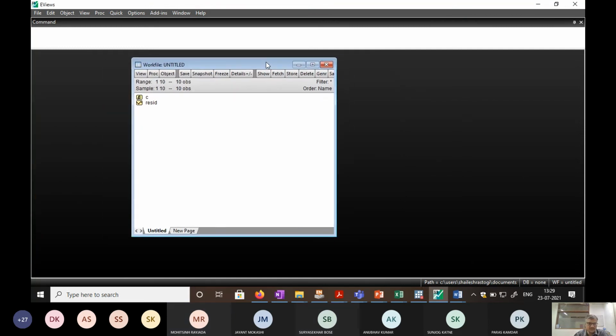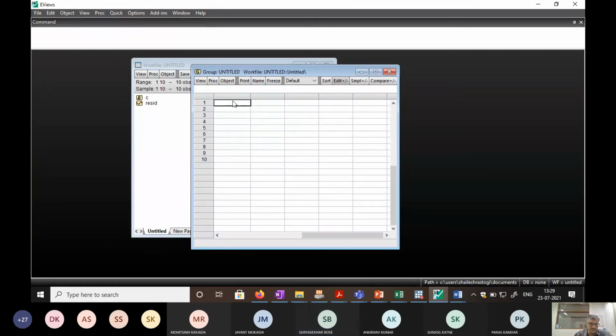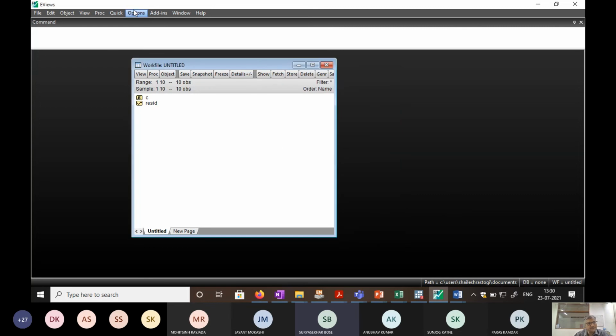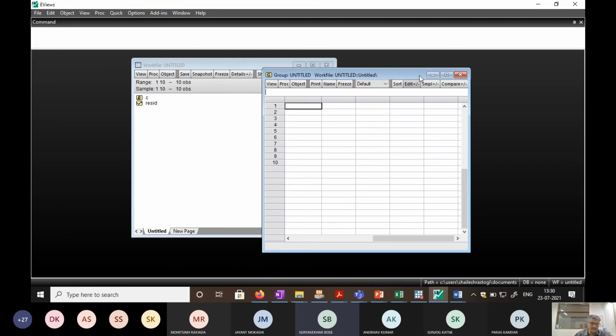We have got this. Now to start with, go to Quick, Empty Group. Quick, Empty Group, click. This will open. Can you show it once again? I'll show you. Quick, Empty Group. Click. Then you click at the first cell and take the cursor 1 step ahead.